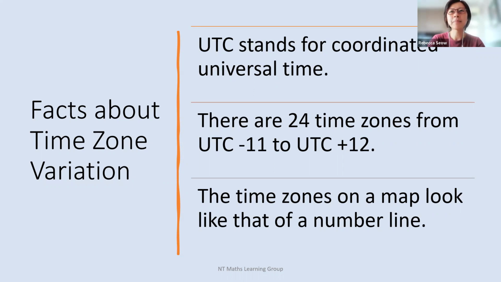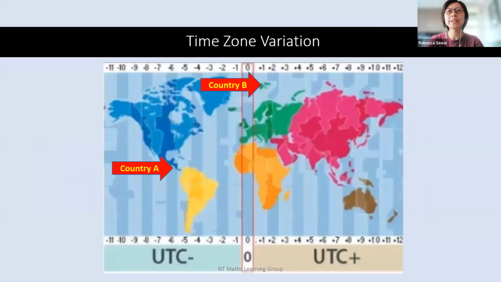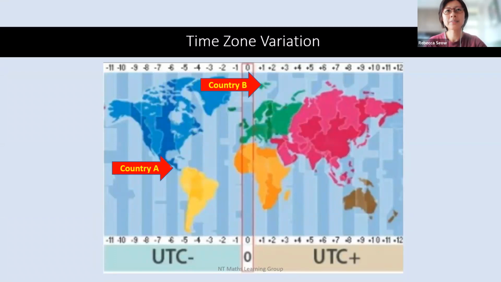Time zones on a map look like that of a number line. Don't they remind you of a number line? Okay, so let's take a look at country A and country B. Country A is found in UTC -6. So if you see, country A is somewhere here, right? If I were to draw a line to the bottom number line, it will be at UTC -6.